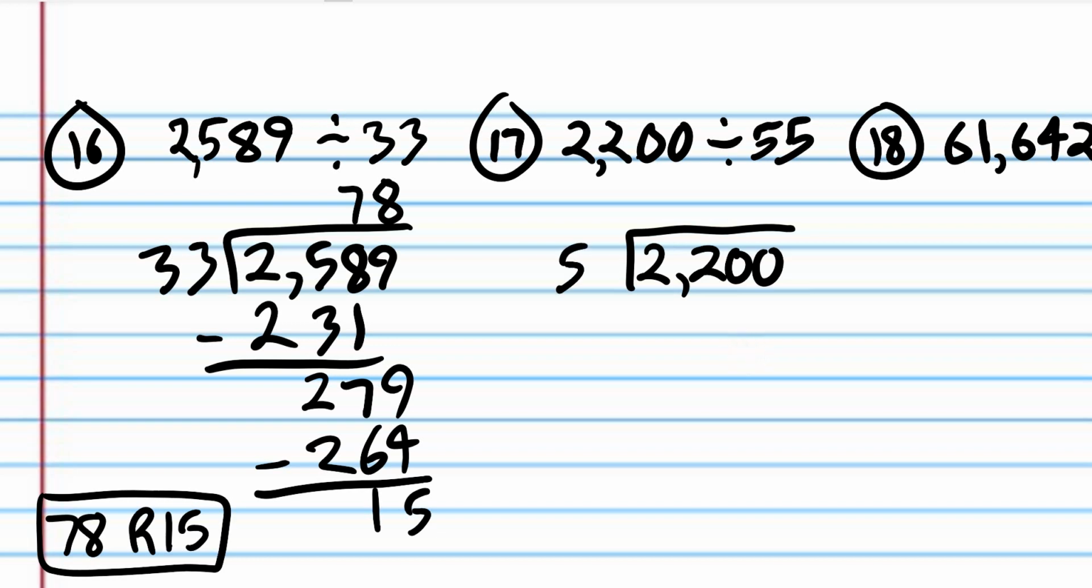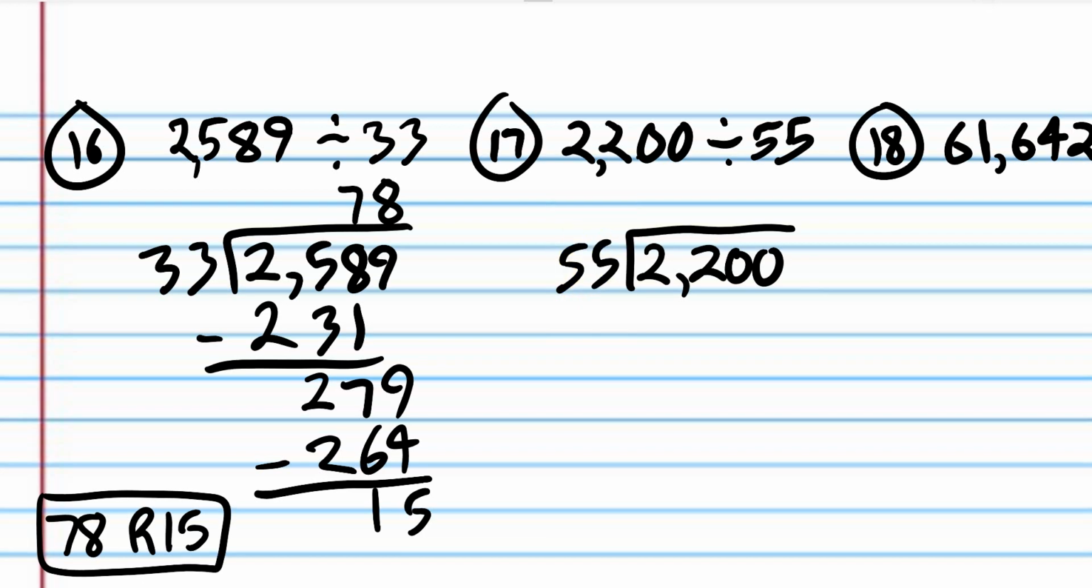2,200 divided by 55. 55 doesn't go into 2. It doesn't go into 22, but it does go into 220. All right, so I'm going to use my rounding off method. I'm going to pretend that 55 is 50. And I know 50 plus 50 is 100. That's 2 times. Plus another 50 is 150. Plus another 50 is 200, so that's 4 times. I bet it's going to go in 4 times.